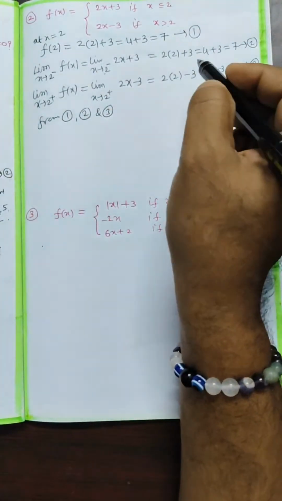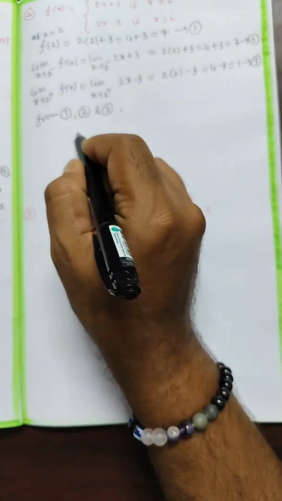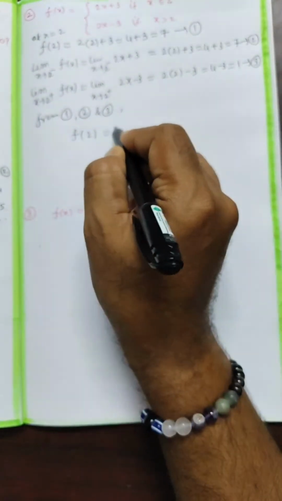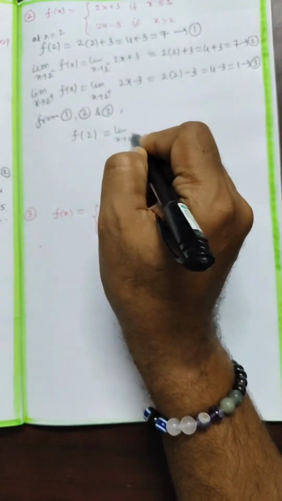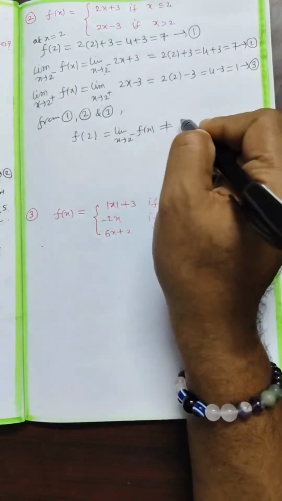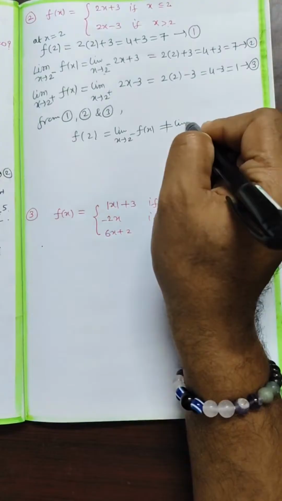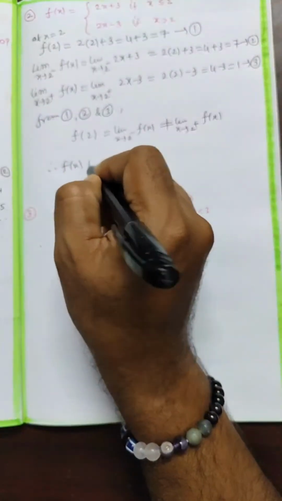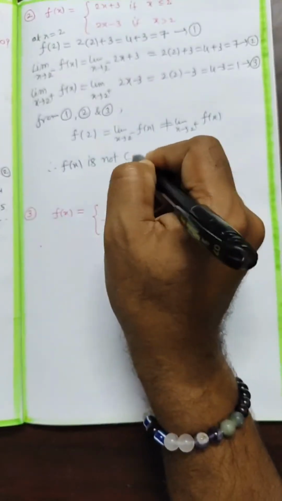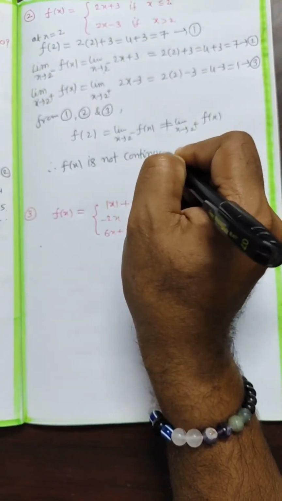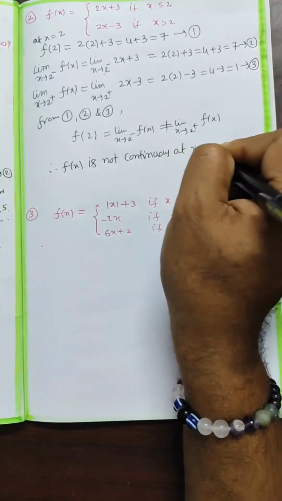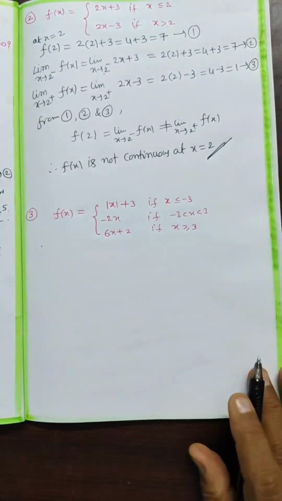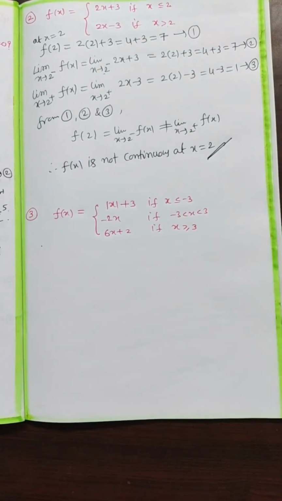From 1, 2 and 3, we conclude f of 2 is equal to the limit as x tends to 2 minus of f of x, but it is not equal to the limit as x tends to 2 plus of f of x. So whenever among these three any one of them is not equal, f of x is not continuous. Not continuous at x is equal to 2, or discontinuous at x is equal to 2, dear students. So let us discuss the next question.